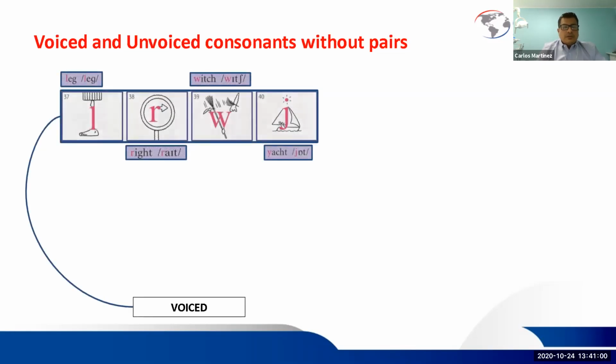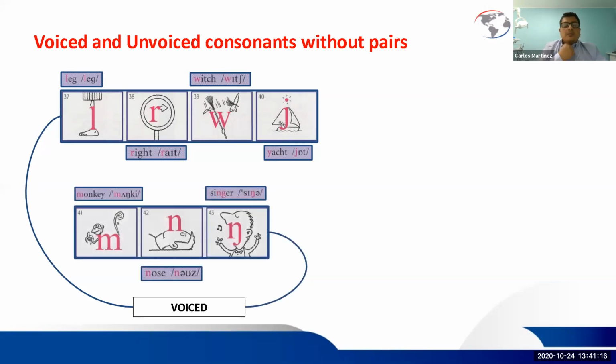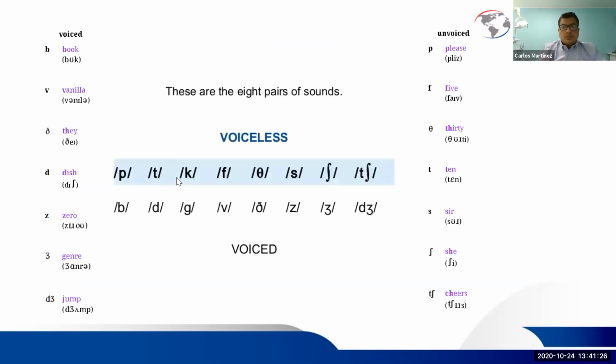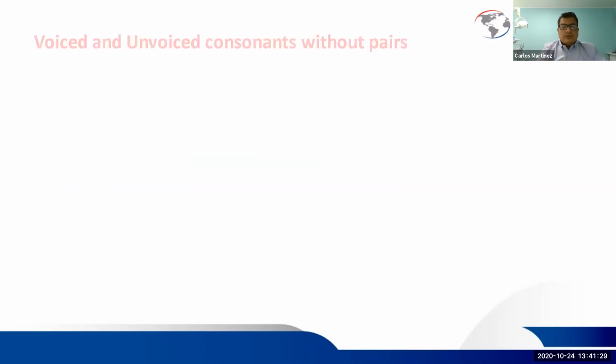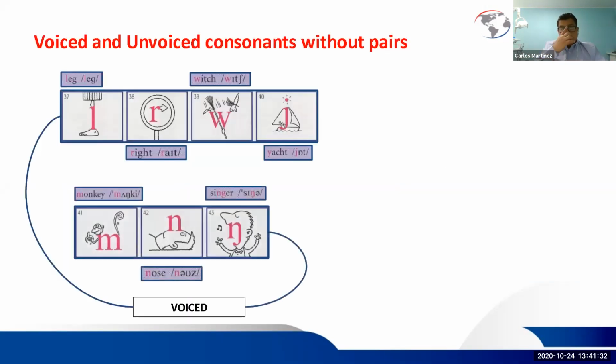Here, like I mentioned before, this is voiced, right? These are the ones that I didn't mention before: the L, vibration, R, W, and then we have M, N, and the "ng" sound as in sing. So these are the ones that are not mentioned in this group. We have 16, and here we have the rest. They're mentioned alone because they don't have any equivalent. They don't have any pair, like the others.